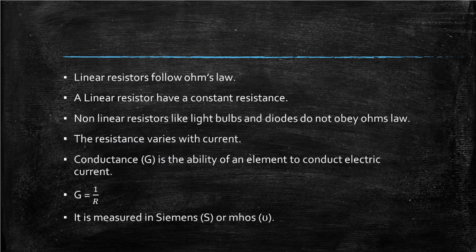Some information about resistance. Not all resistors follow Ohm's law. Those that do are called linear resistors. A linear resistor has a constant resistance. Non-linear resistors like light bulbs and diodes do not obey Ohm's law. The resistance varies with current. Conductance is the ability of an element to conduct electric current. It is the reciprocal of resistance and it is measured in mhos or Siemens.